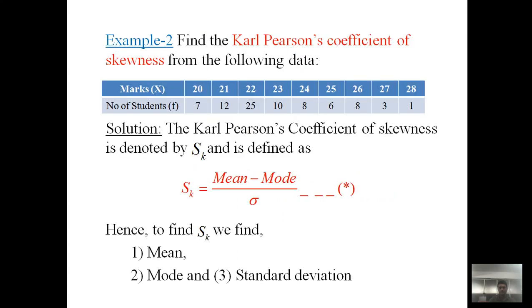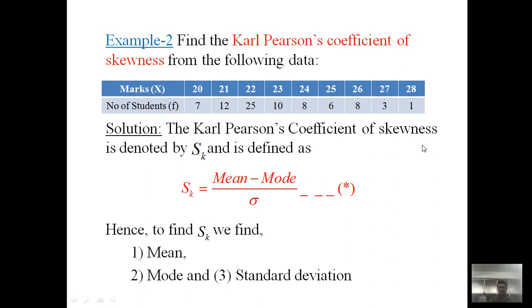Let's see one more example. Here we are interested in finding the Karl Pearson coefficient of skewness from the following data. Now here the data is not ungrouped data. Here grouped data is given, because the marks are given, say 20, 21, 22, 23 and so on up to 28, and the corresponding frequency is given, that is the number of students, say 7, 12, 25 and so on up to 1.